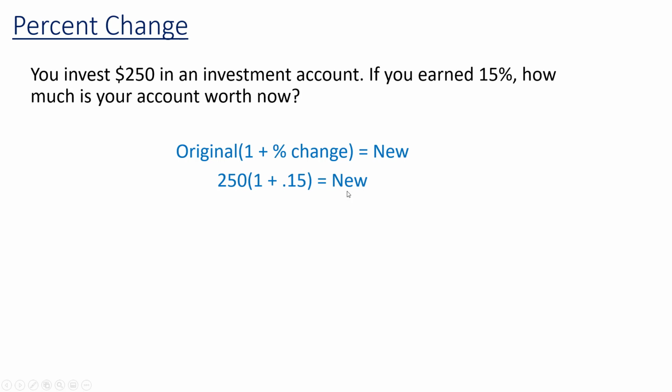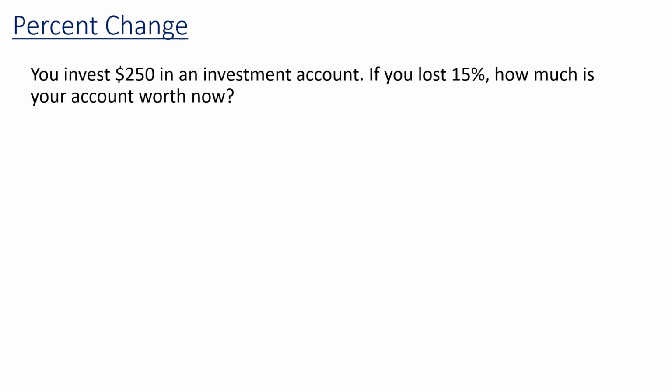Okay, now it's just straight math across. 1 plus 0.15 is 1.15. 250 times 1.15, you can do that on your calculator. And we end up with $287.50 is the new price. So if you earned 15%, if your account increased by 15%, you now have $287.50.